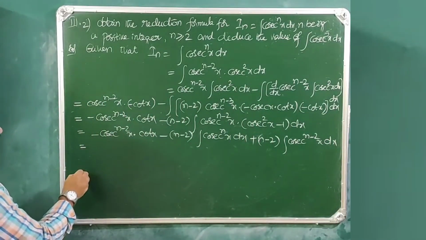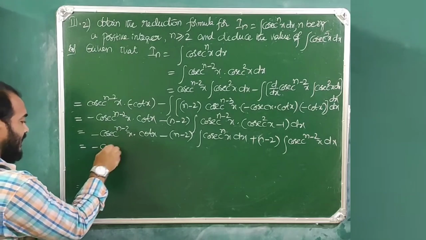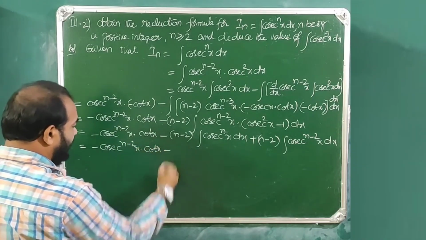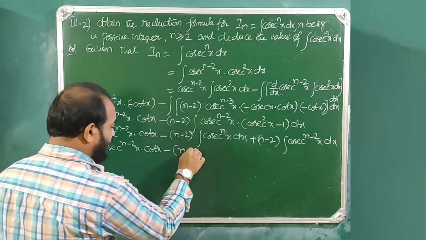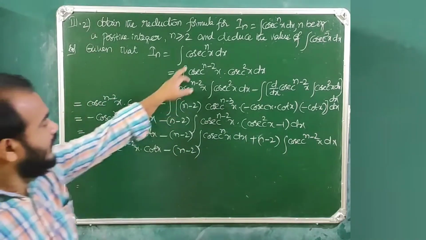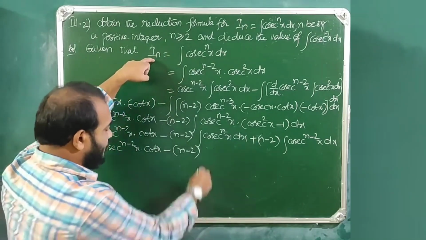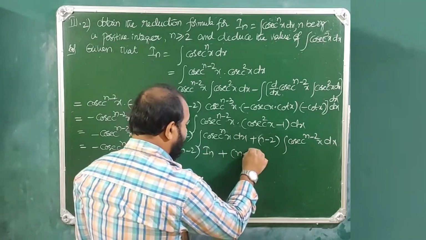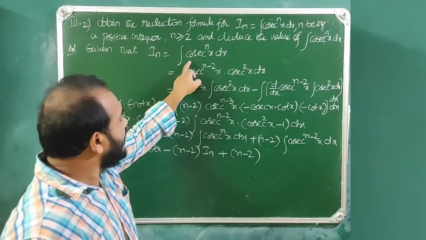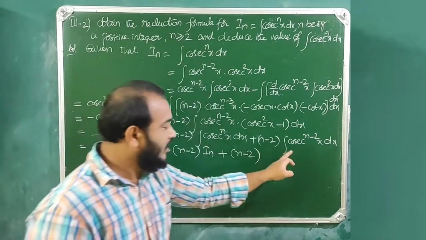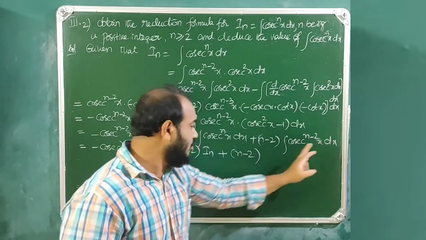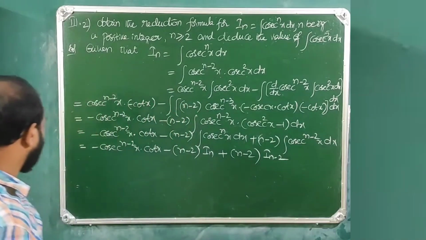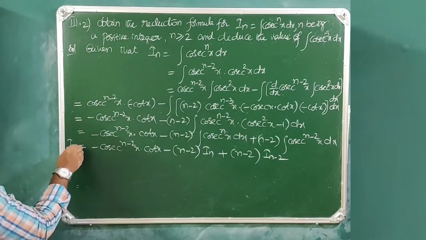So this is equal to minus cosecant power (n-2)x into cot x minus (n-2) integral cosecant power nx dx, which is In. So let us replace this with In plus (n-2). Since integral cosecant power nx dx is In, integral cosecant power (n-2)x dx we can treat as I(n-2). So this is all in LHS.